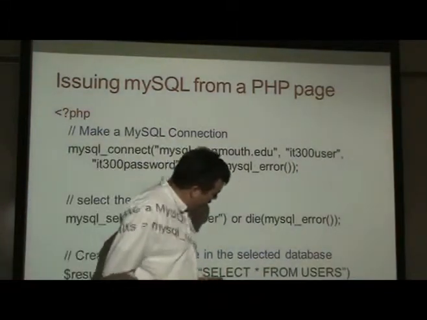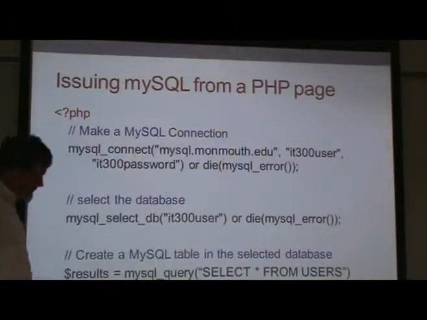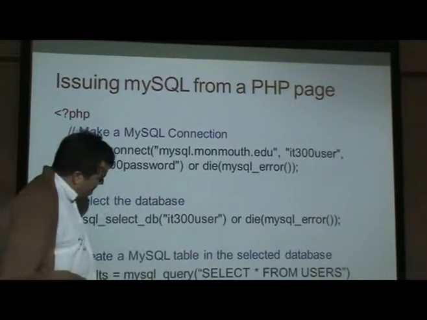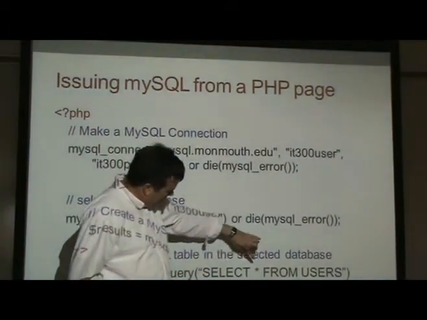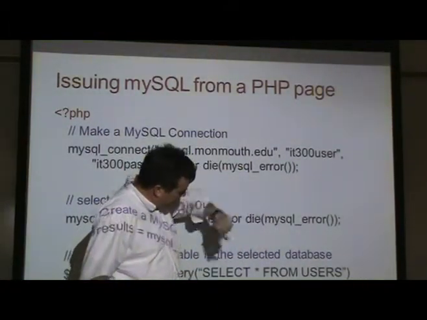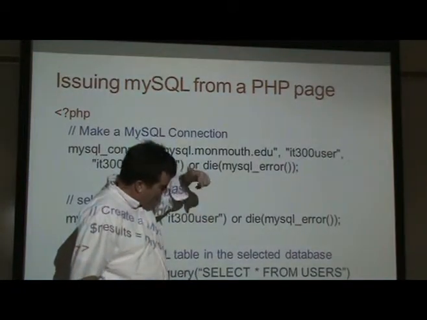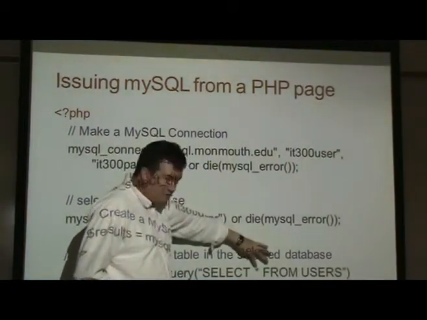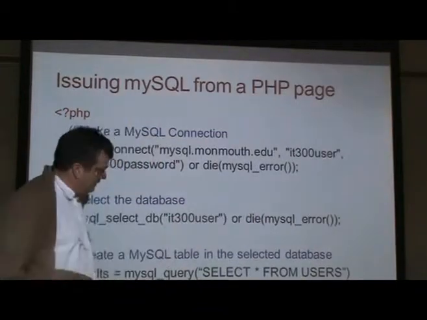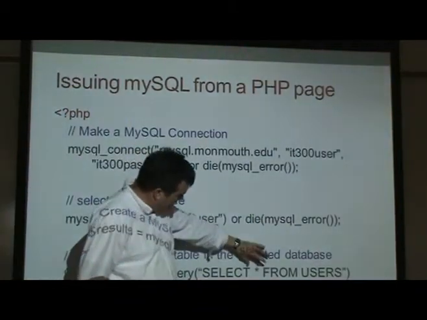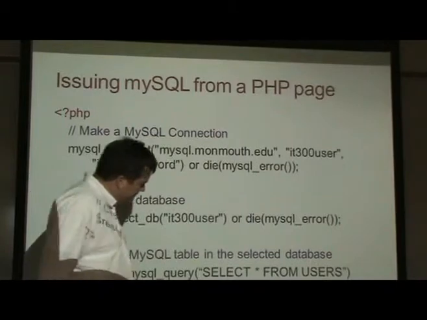I can then issue any SQL statement I want. So in this case, I'm saying select, and instead of listing out all the fields like user, UID, password, first and last, if you say star, it just means you want everything to come back. So I'm basically saying, give me everything from the users table.